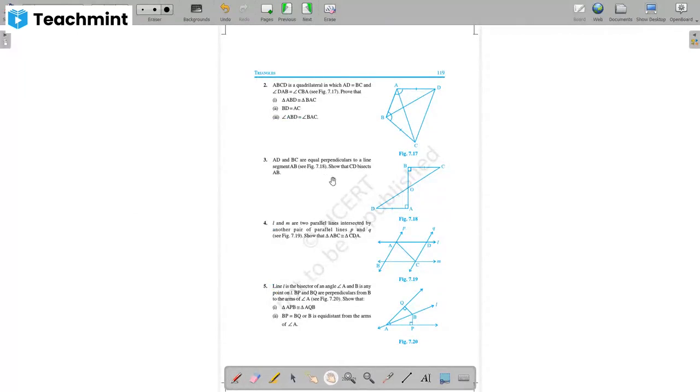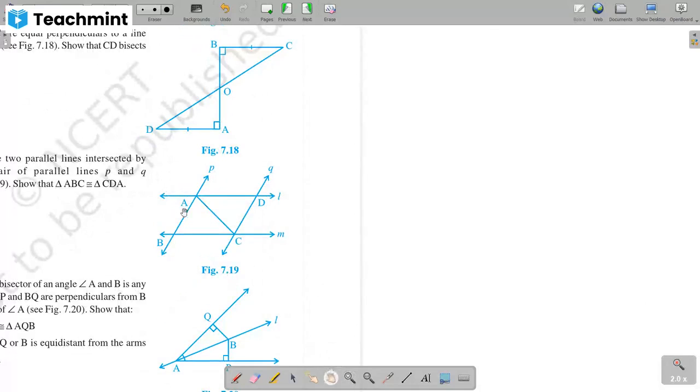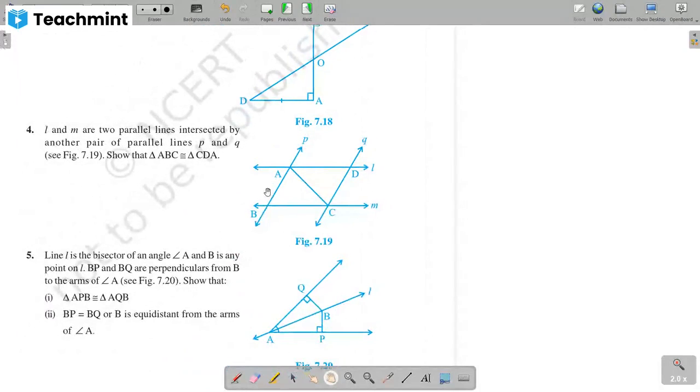Next question is, this is the question. L and M are two parallel lines intersected by another pair of parallel lines P and Q. L and M are two parallel lines, and these two parallel lines are intersected by another pair of parallel lines P and Q. Show that triangle ABC is congruent to triangle CDA. This we have to prove here.